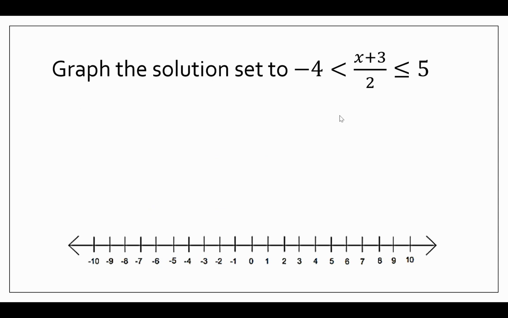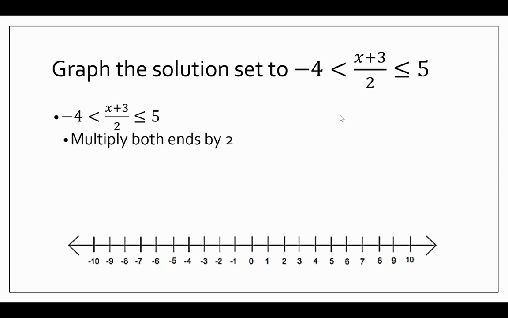All right, next, graph the solution: -4 is less than (x plus 3) over 2, which is less than or equal to 5. Our number line got a little bigger here because we're working with slightly larger numbers. First things first, we need to multiply all parts by 2 to get the 2 out from underneath. We get -8 is less than x plus 3, which is less than or equal to 10.